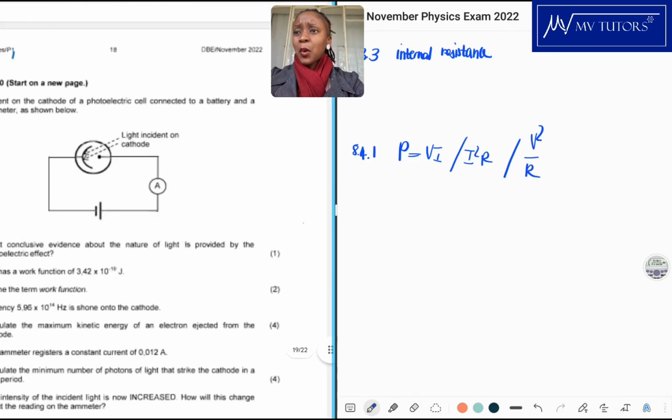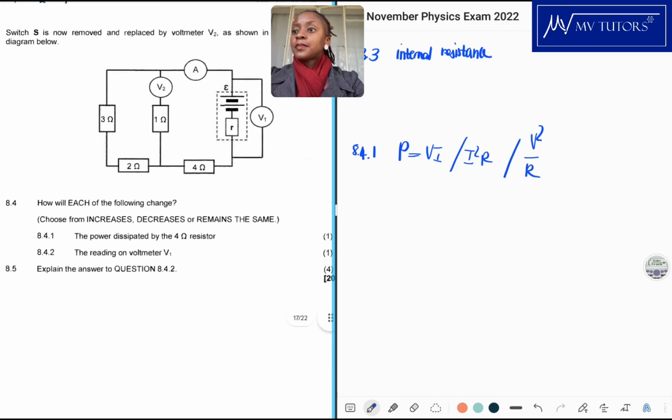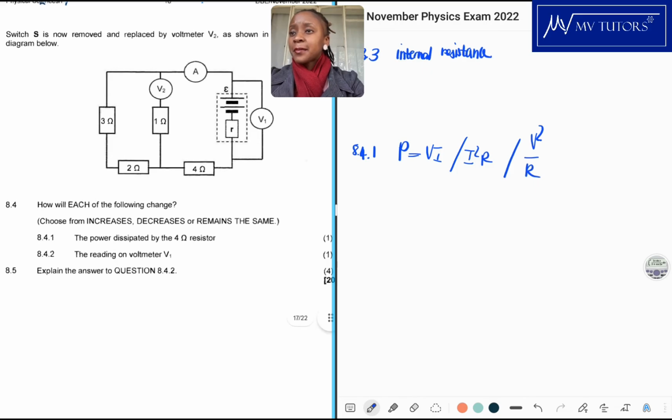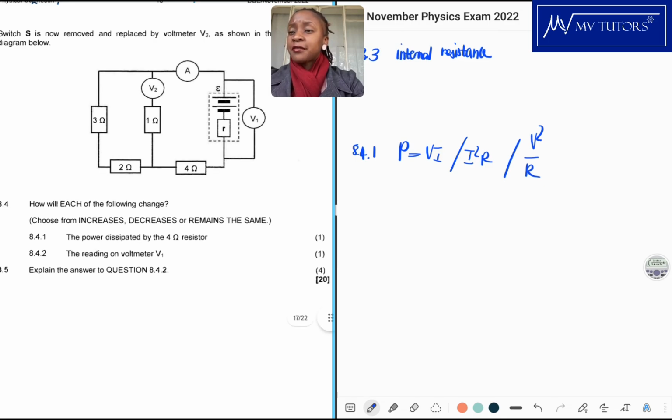Okay, let's go back to the question. How will each of the following change? The power dissipated by the 4 ohm resistor. You can see where the 4 ohm resistor is, if we have voltmeter V2 over there. So will it increase, will it decrease, or will it remain the same? In this case, it would decrease.